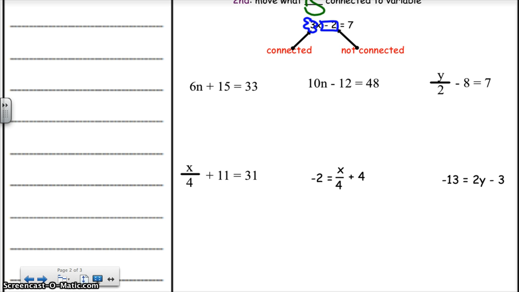So what do you think I move first, the 6 or the 15? 15. And how do I move it? Minus. So I'm going to minus 15 from both sides. 6n is equal to 18. 6n means 6 times n. The inverse of times is divide. n is 3.